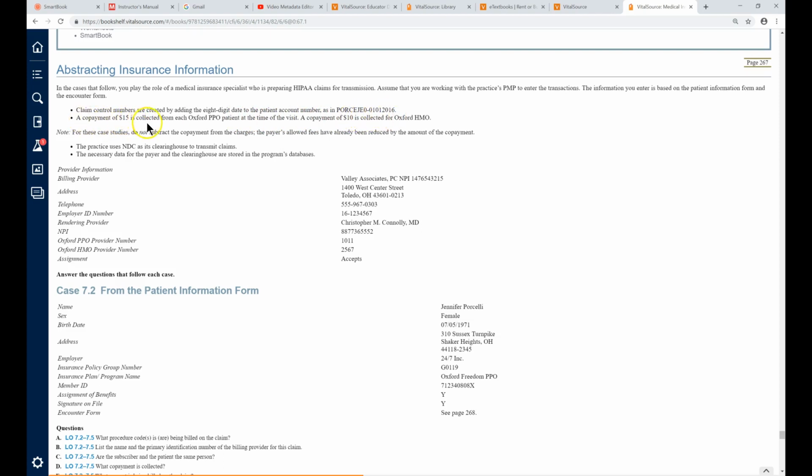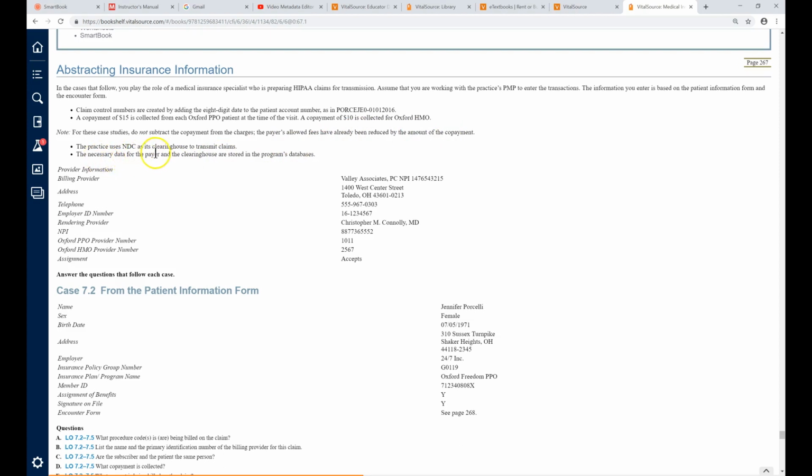A copayment of $15 is collected from each Oxford PPO patient at the time of the visit, and $10 for the Oxford HMO patient. So that tells you copayment information. For these case studies, do not subtract the copayment from the charges. So this is important. For these case studies, do not subtract the copayment from the charges. The payer's allowed fees have already been reduced by the amount of the copayment. So keep that in mind.